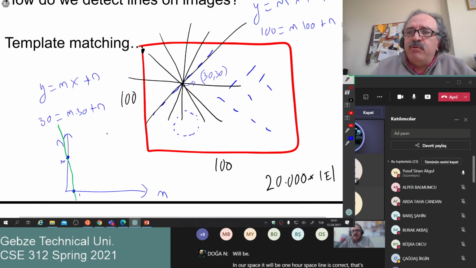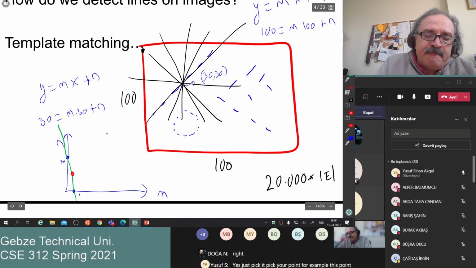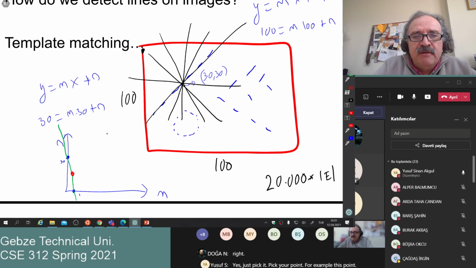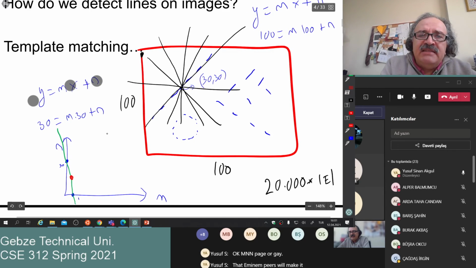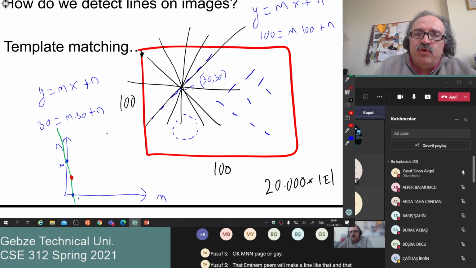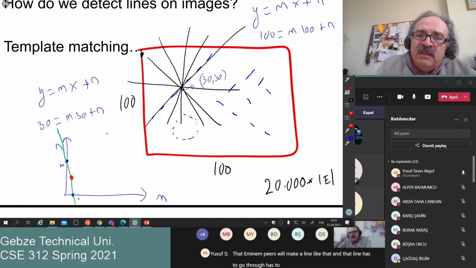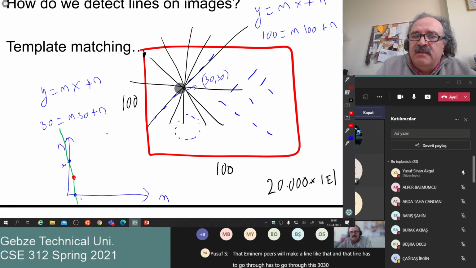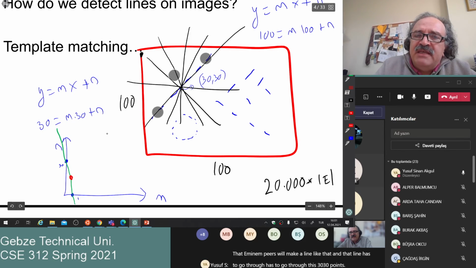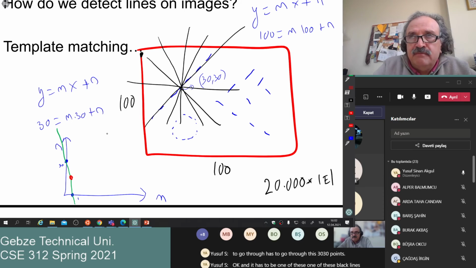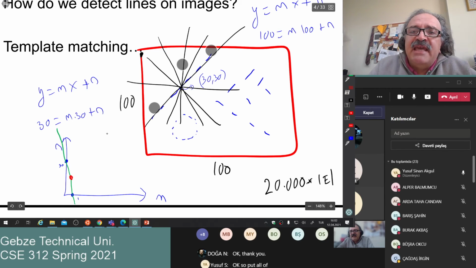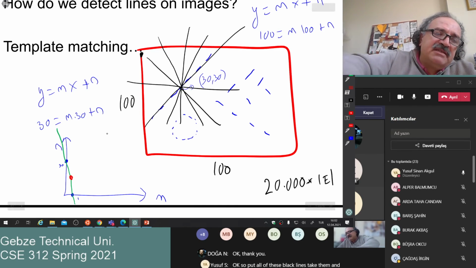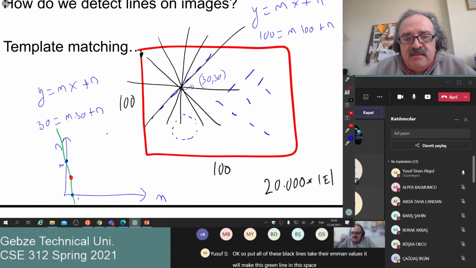Just pick a point, for example, this point, okay, an M and N pair. That M and N pair will make a line like that, and that line has to go through this point, and it has to be one of these black lines. So put all of these black lines, take their M N values, and it will make this green line in this M N space.